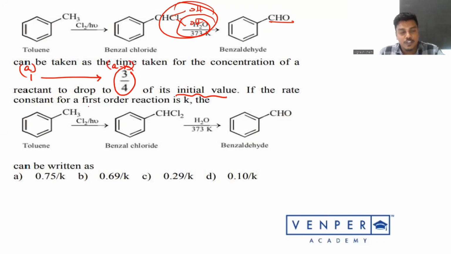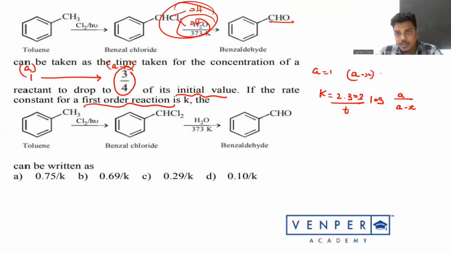Now, what is the rate constant formula for first order kinetics? We know it, right? Please note the formula. Using the direct formula, we can find out the values. K is equal to 2.303 by t into log of A by A minus X. What is the A value? It is the initial 1. What is A minus X? The dropped concentration, which is 3/4. They are asking for the time, right?